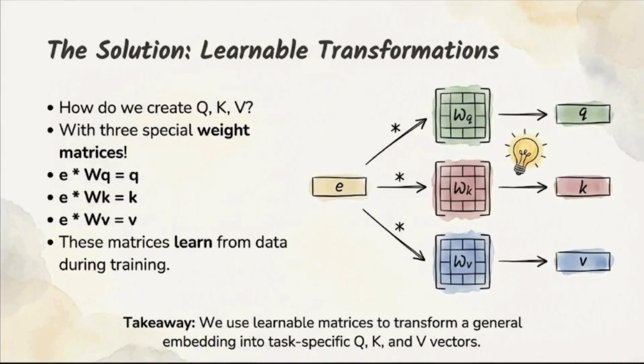Now the important part. Q, K and V are not random. They are created using learnable matrices. We take the original vector E and multiply it with three different matrices. Q equals E times WQ, K equals E times WK, V equals E times WV. These matrices WQ, WK, WV are learned during training. That means the model learns what kind of queries are useful, what keys should represent, and what value should carry forward.